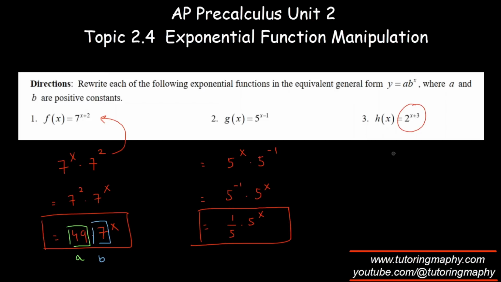And finally, we have this, which is also pretty straightforward. It will be 2 raised to x times 2 cube. 2 cube can be written first. 2 cube times 2 raised to x. 2 cube is 8. 8 times 2 raised to x. This is our final answer.